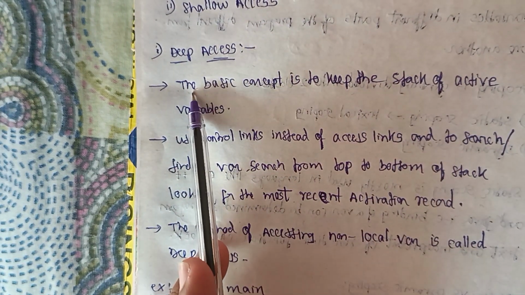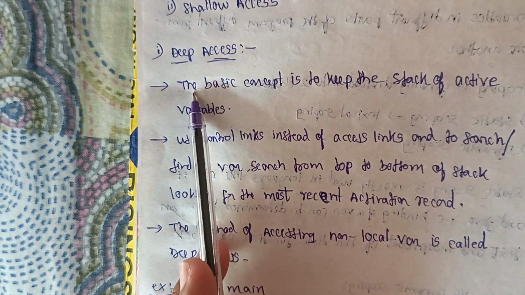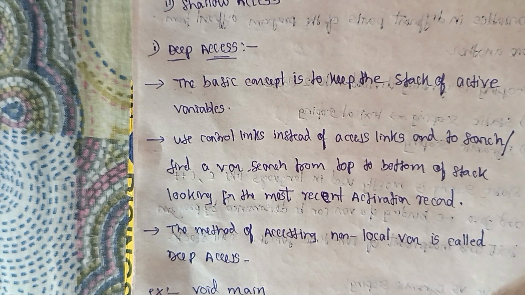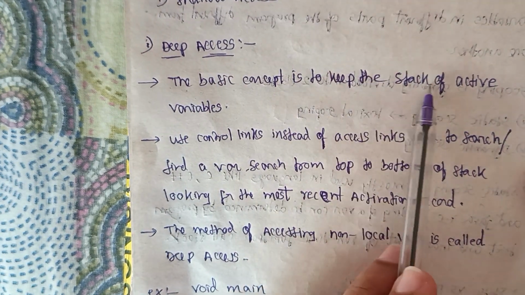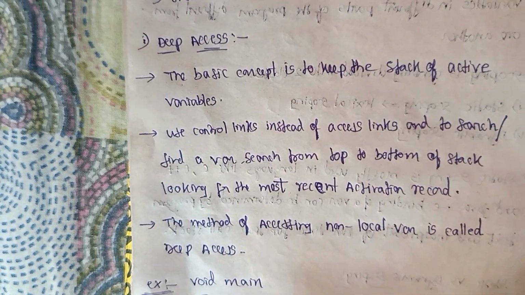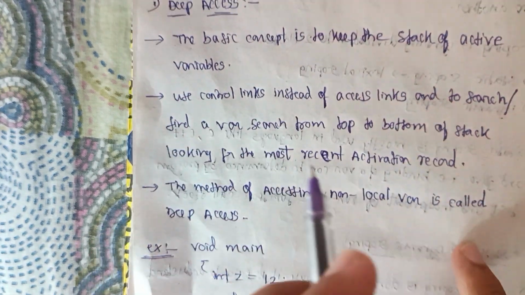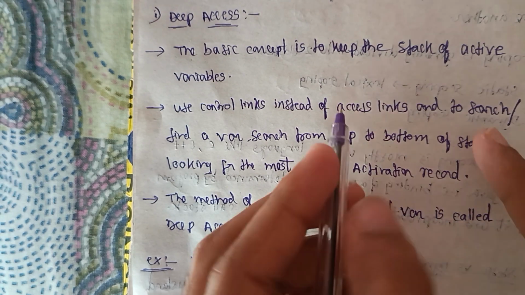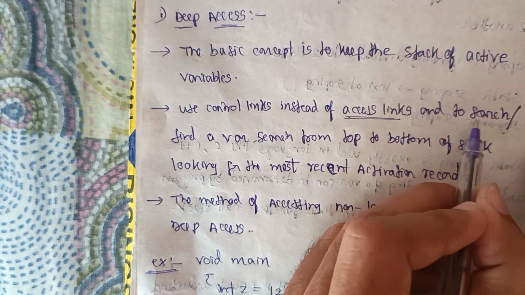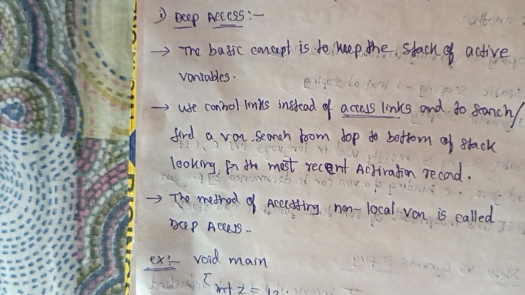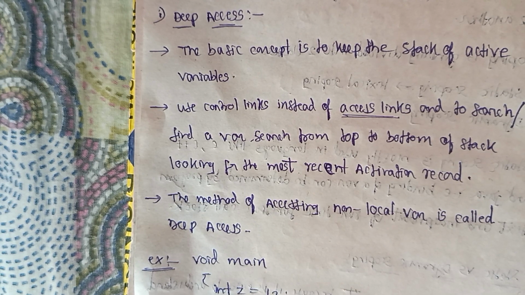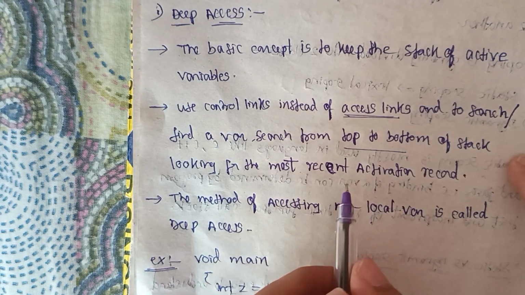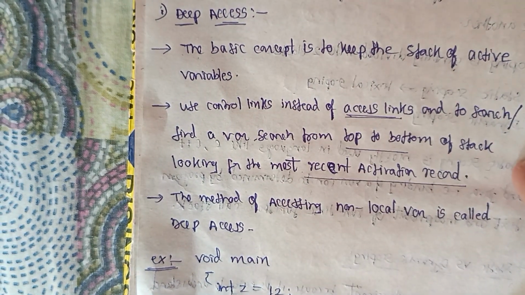Here the basic data structure which we are going to use is called a stack. The basic concept is to keep the stack of active variables. In deep access, instead of using the control links, we are going to use the access links, and we are going to search for the variable which is required from the top to bottom of the stack until we find the most recent activation record.